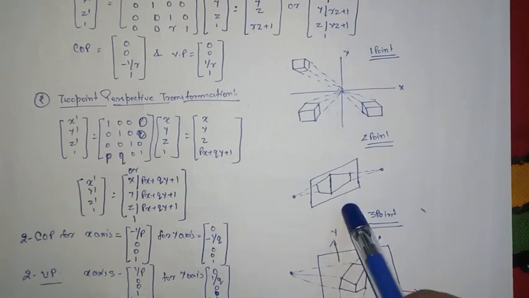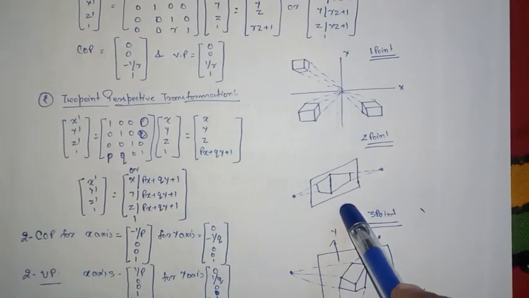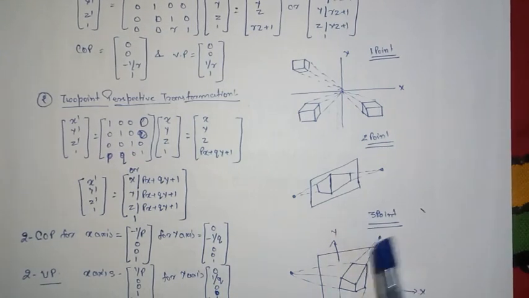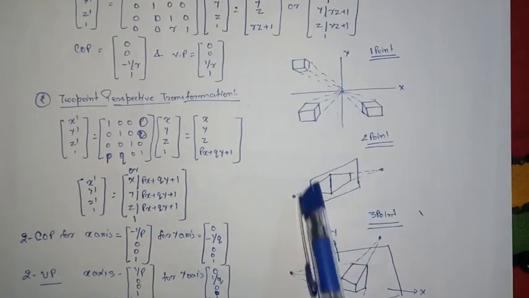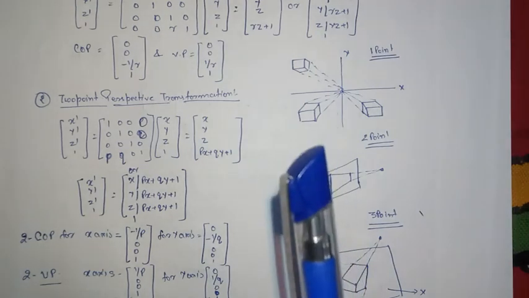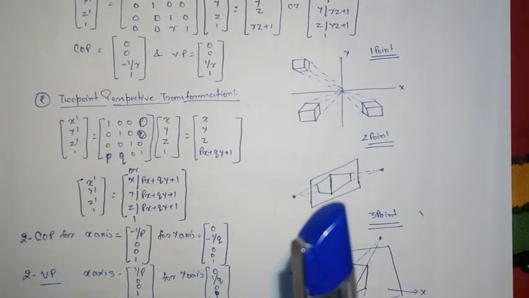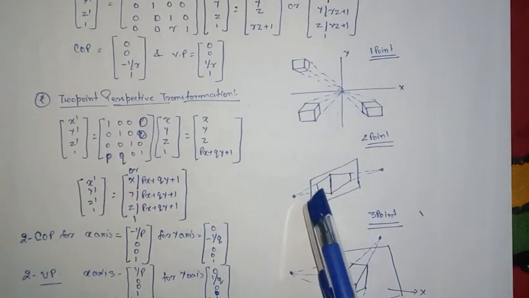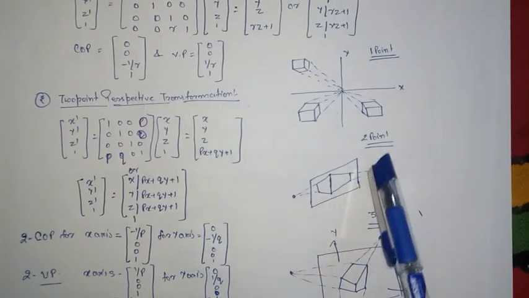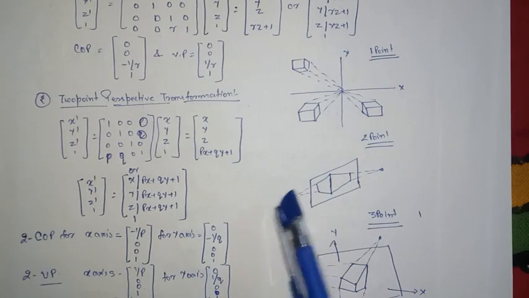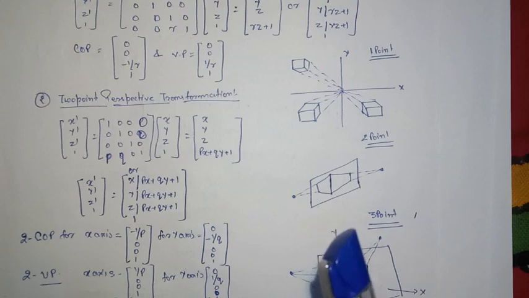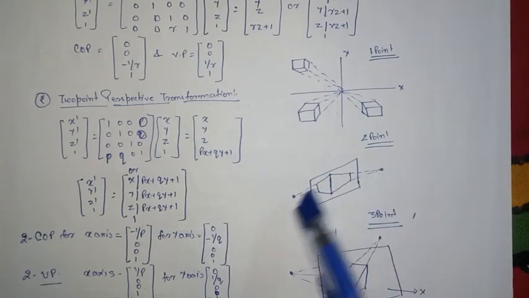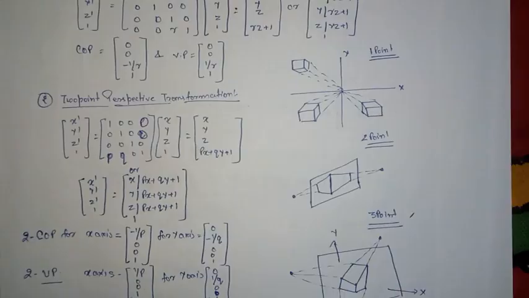Now we are coming to the two point perspective, where the object will be like this, and from here you can see, okay, my pen, from this direction. These two lines are parallel with each other, but they appear to meet at one place. Not in a real meeting, but you can feel from here that these two parallel lines are meeting in one place. So this is called the two point perspective transformation.